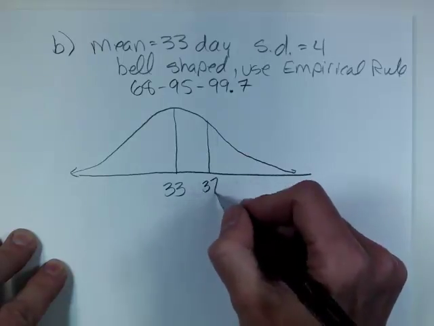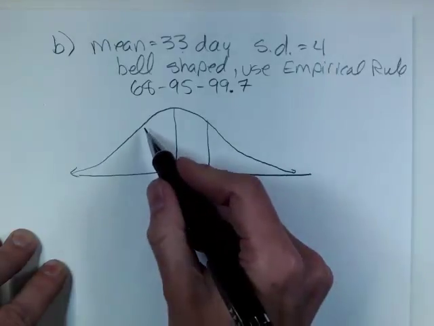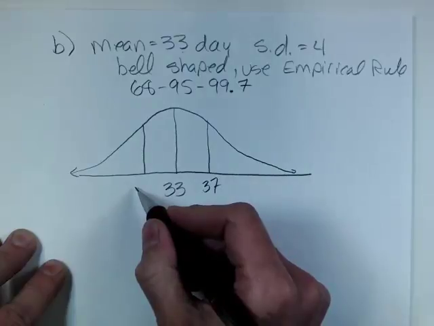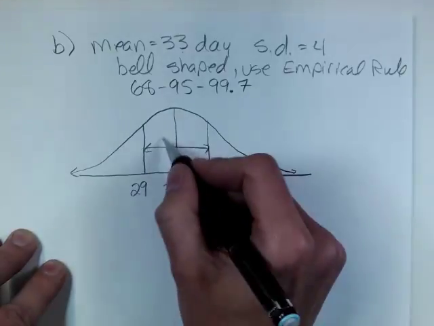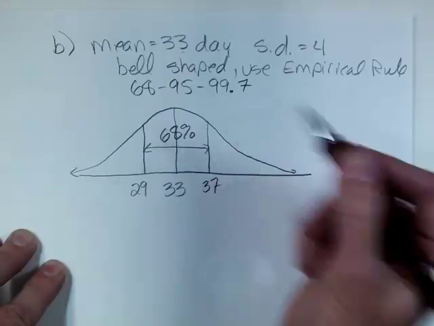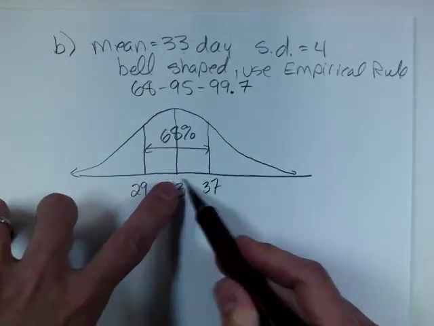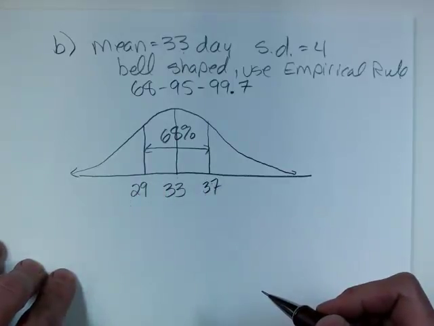37, right? It's the mean plus one standard deviation. So if I go one standard deviation below the mean, what do I have? 29. So the empirical rule says that 68% lies within one standard deviation of the mean. The empirical rule reads from the center out. They want to know what's the percentile that corresponds to 29 days.